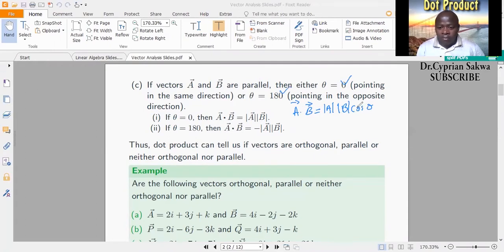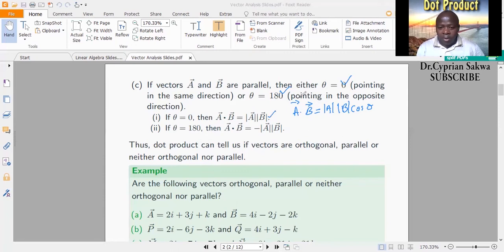So what will happen if theta is 0? If theta is 0, cos 0 is 1. So that means A dot B will equal the magnitude of A times the magnitude of B.